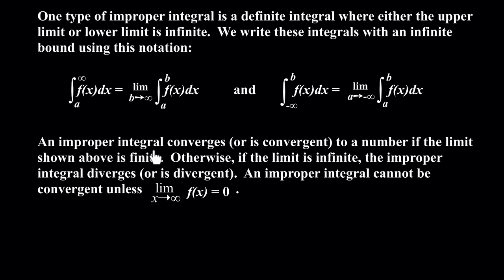An improper integral converges, or is convergent to a number, meaning you will have a solution, if the limit shown above is finite. So if you work out this limit and it comes out to be a finite number, then that means this improper integral is going to be called convergent. Otherwise, if the limit is infinite, the improper integral diverges.